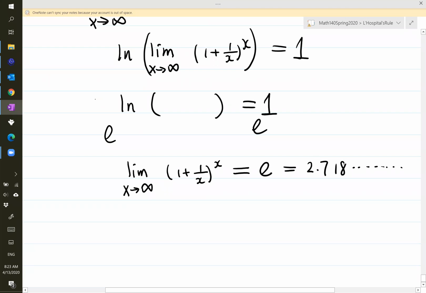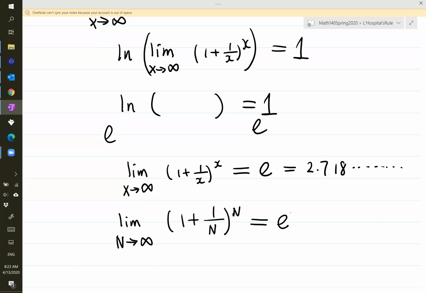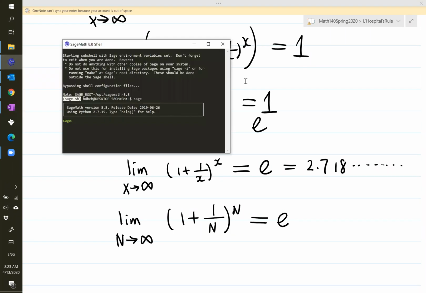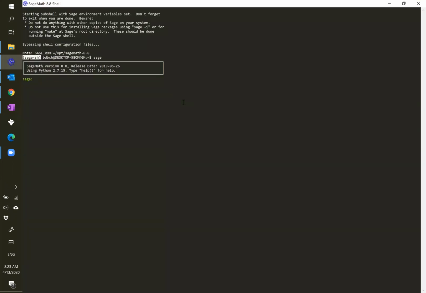So if you write x as integers, i.e., if n is an integer going to infinity, this limit is e. This limit is e, the base of the natural log. Okay, let's do some numerical computation to see how good this approximation is.